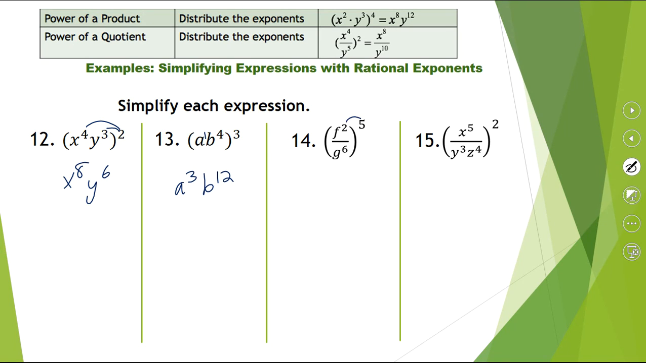If we distribute the 5 here, we'll have f to the 10th power, because we're multiplying 2 and 5, over g to the 30th power, because 6 times 5. And then we're distributing this to all pieces as well. So this is going to become x to the 5th squared is going to be x to the 10th, because 5 times 2, y to the 6th, because 3 times 2, and then z to the 8, because 4 times 2.